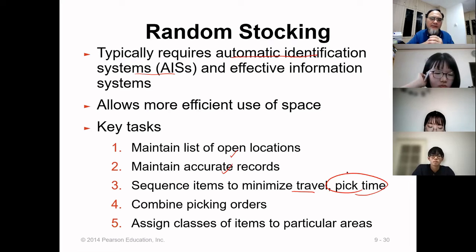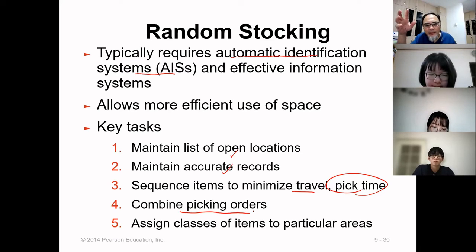They can minimize the travel time to pick up, and then they can combine the picking orders, okay, and assign classes of items to particular areas in order for them to, especially when there is more than one item. In that case, it's only one item, it's only a car. But in this case, you have many items. For example, you order through Lazada or eBay for that matter. Okay. So they have random stocking in their warehouses. Okay. Right.